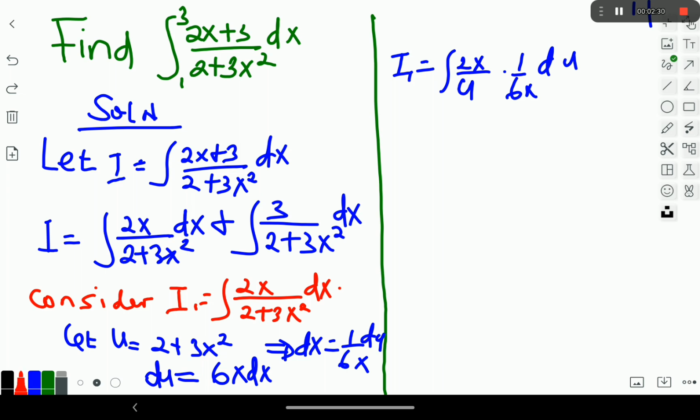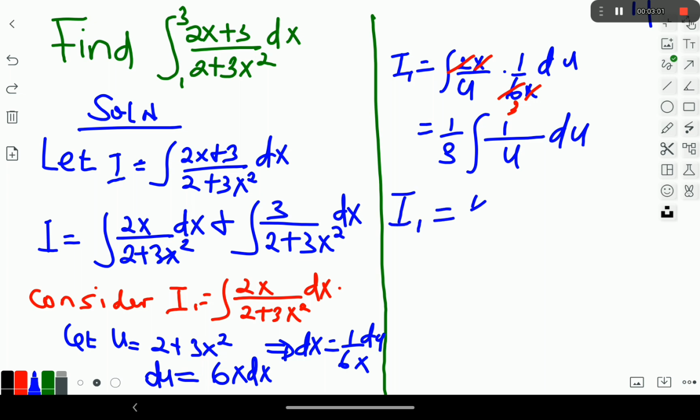du. From that we can observe that x will cancel with x, and 6 also reduces with 2. Now we are going to get 1 over 3, because 2 reduces with 6, times 1 over u du. Then if we integrate 1 over u, I think you are familiar with those integrals, they are expected to have a ln or natural logarithm. So we shall get 1 over 3 ln u.